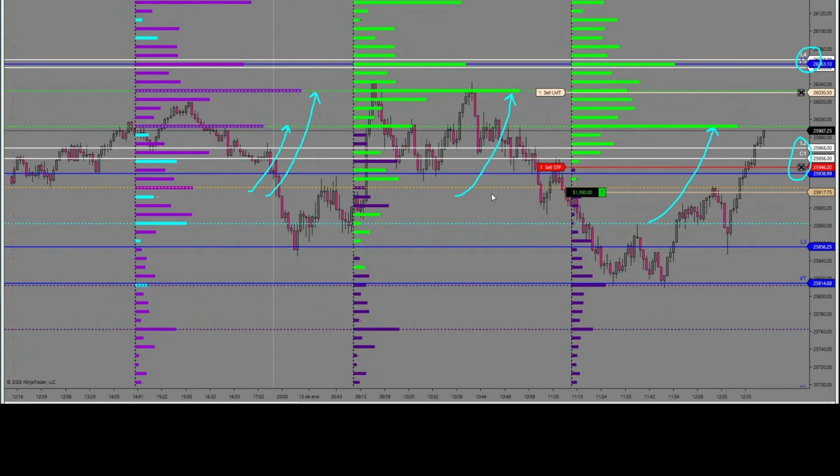Here is another example for Gexbot or NinjaTrader, all in context.